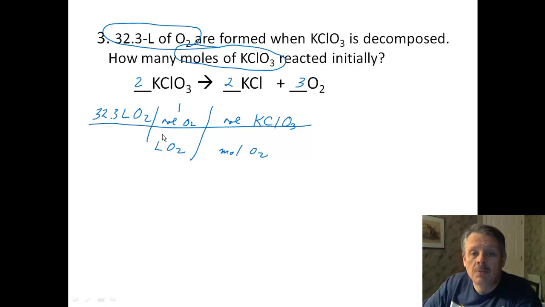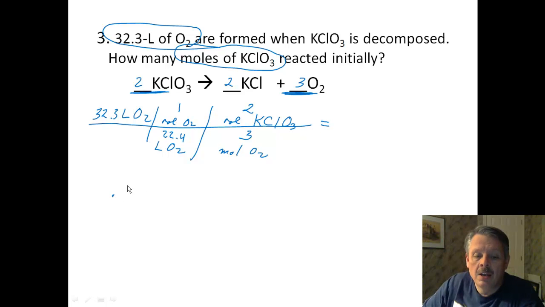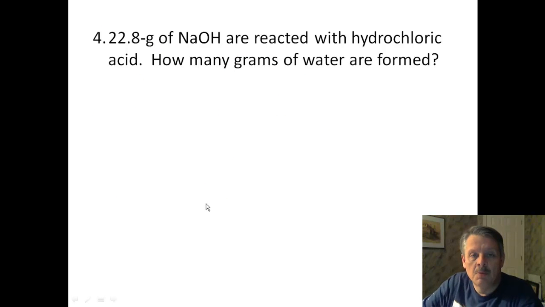So let's see, what are my conversion factors? Well, 1 mole of oxygen is 22.4 liters at STP. How many moles of oxygen, that's a 3, relate to my potassium chlorate, which is a 2. So 3 moles of oxygen give me 2 moles of potassium chlorate. Once I set this up and do all the math, I get 0.961 moles of KClO3, potassium chlorate. All right, let's do a couple more before we take a break.